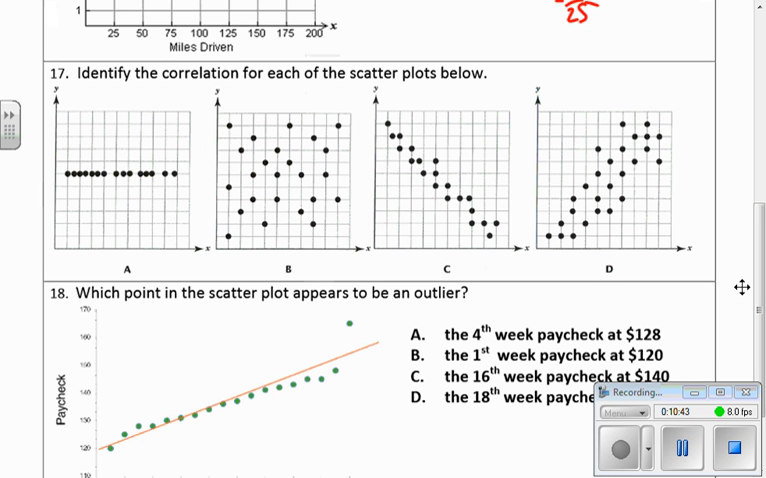So identify the correlation from each. This one has no association or correlation. This one has 0 because it's just a straight line. Remember that's 0 slope. This one is negative, and this one is positive.